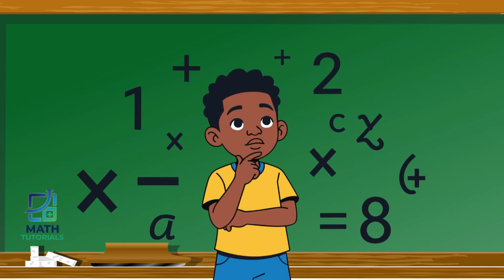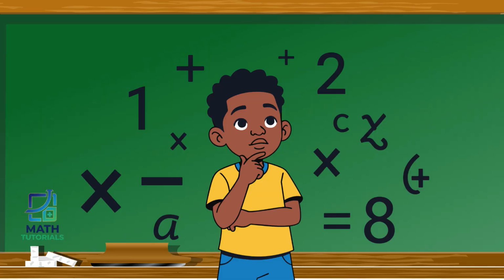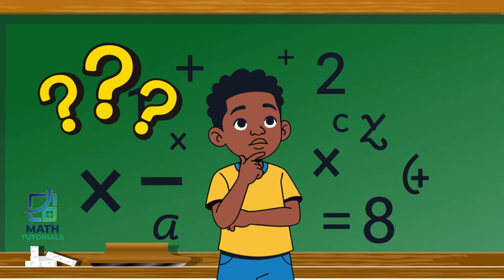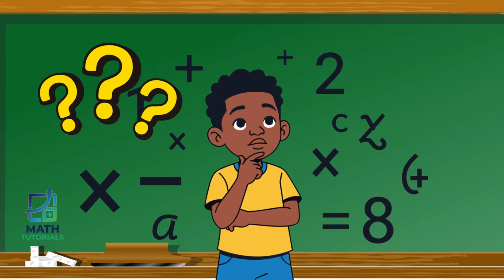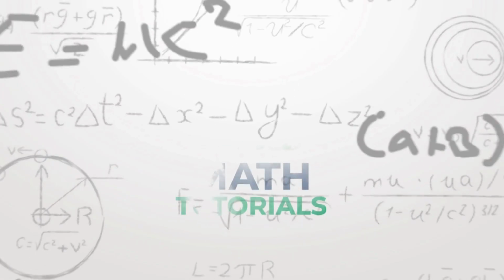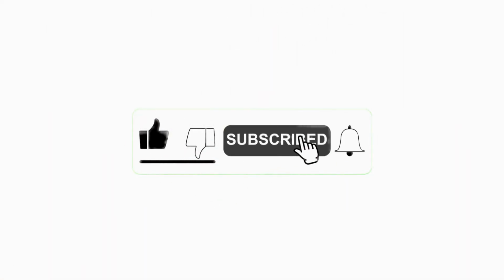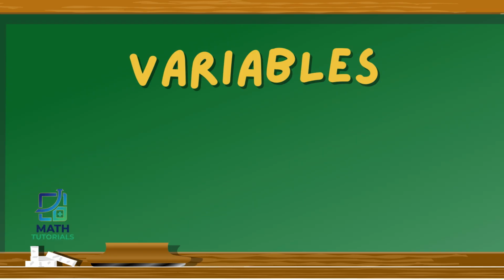During our math class, we usually ask the question, why do we use letters to represent numbers? So in this video, we're going to talk about variables and why they're actually super easy to learn. So what is a variable? A variable is just a symbol that represents a number.